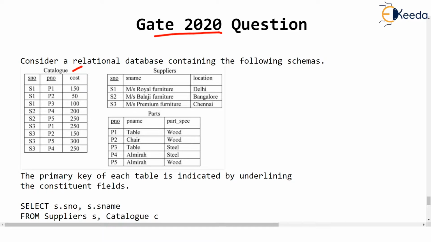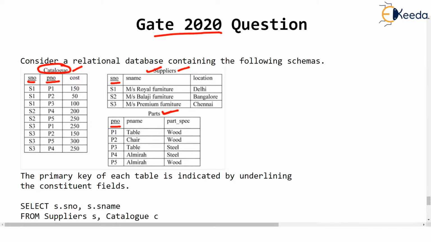Both SNO, that is supplier number, and part number form the primary key in the catalog because they are underlined, as you see. Whereas supplier number is the primary key in the supplier table and part number is the primary key in the parts table.